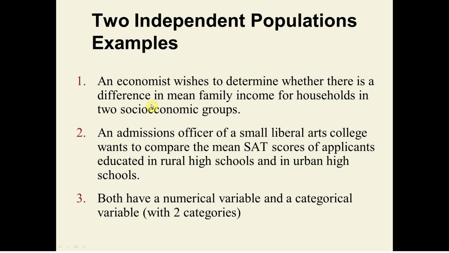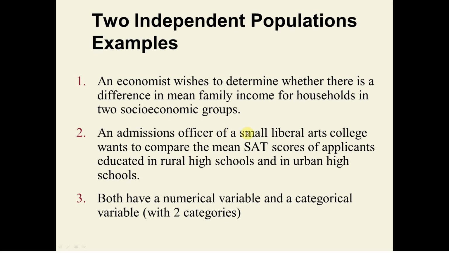Notice that there are two groups here. In this case, we actually have a numerical and a categorical variable. The numerical variable, of course, is going to be family income, and the categorical variable is going to be the socioeconomic groups. In this case, two of them.